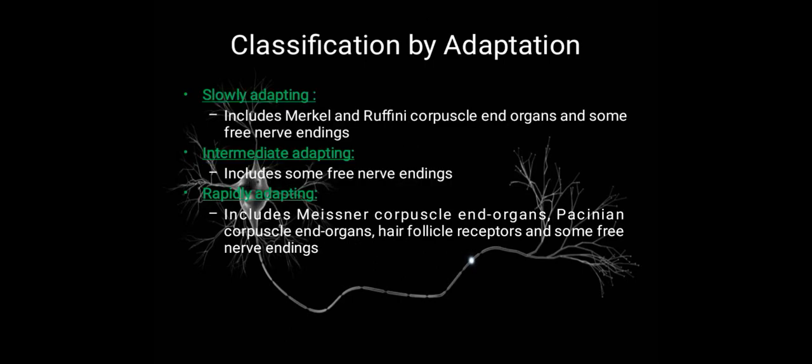In classification by adaptation, slowly adapting includes Merkel and Ruffini corpuscles and organs and some free nerve endings. Then intermediate adapting includes some free nerve endings. Then rapidly adapting includes Meissner's corpuscles and end organs, Pacinian corpuscles, end organs, hair follicle receptors, and some free nerve endings.